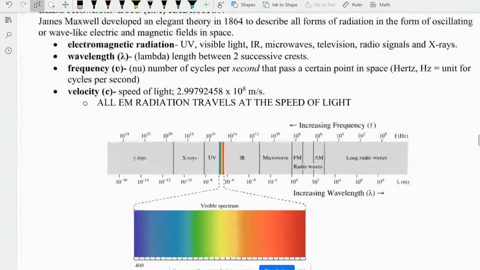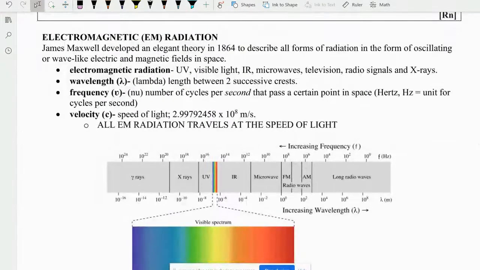In 1864, chemist James Maxwell actually developed an elegant theory centered around this, basically saying that all forms of radiation found in this spectrum are traveling through space in the form of an oscillating wave.